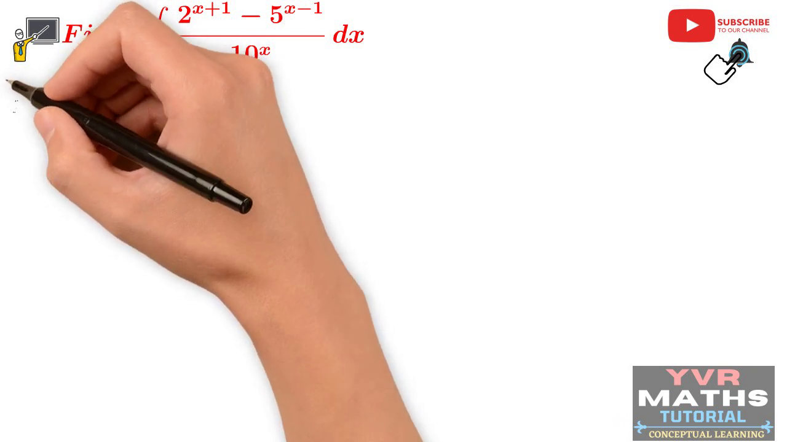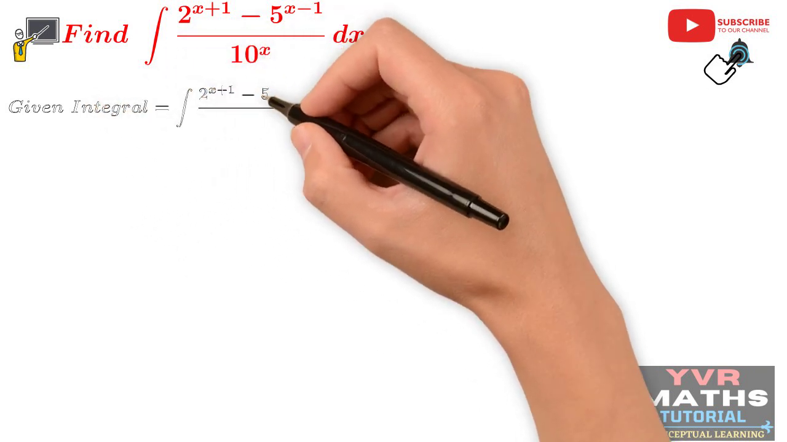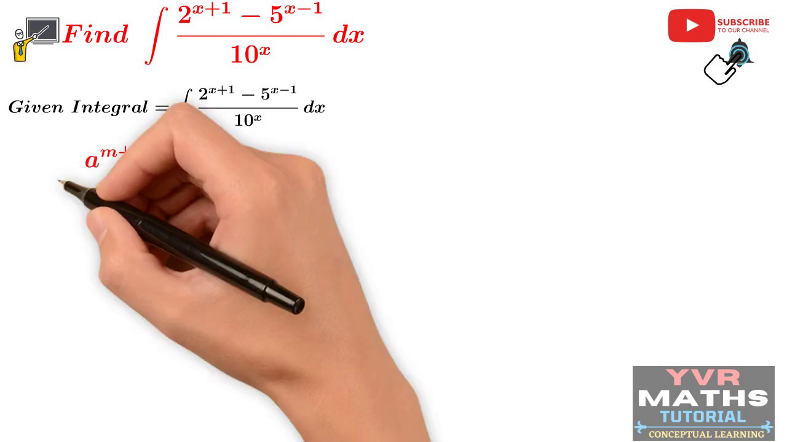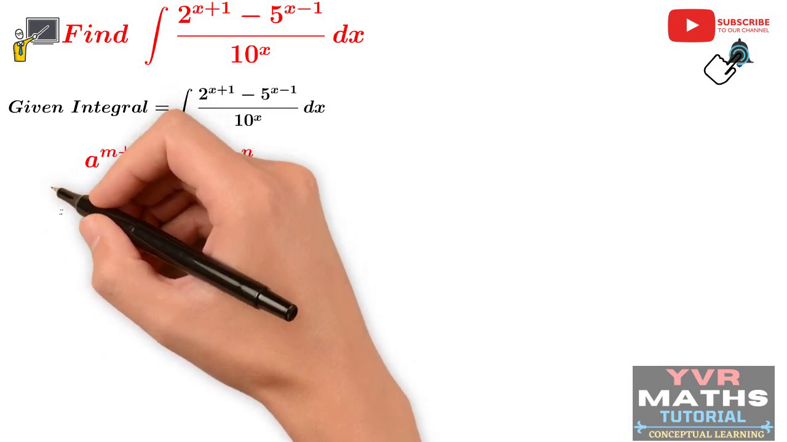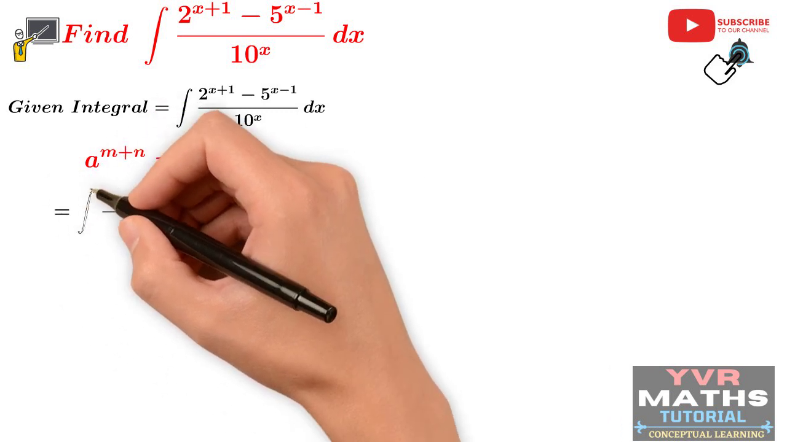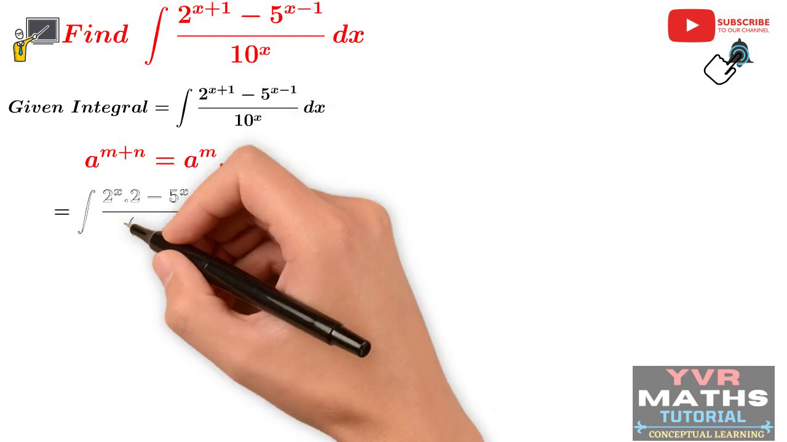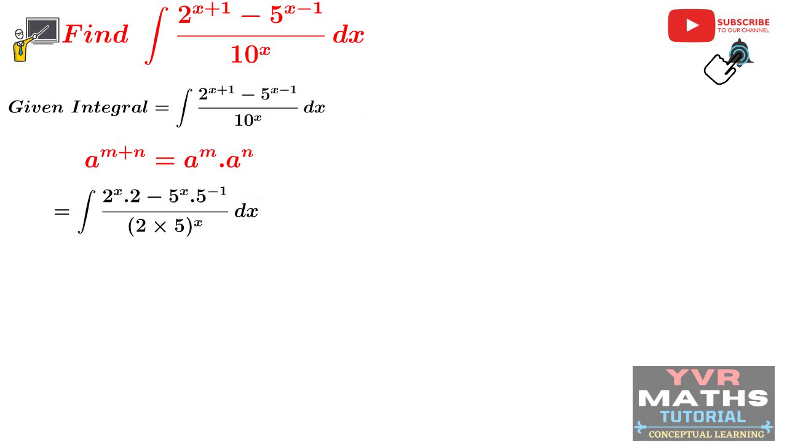Given integral is equal to the integral of (2^(x+1) − 5^(x−1)) / 10^x dx. If we observe the numerator two terms, each term is in the form of a^(m+n). So a^(m+n) can be written as a^m into a^n. So based on this identity, how we can write our numerator? See in the next step. Integral of (2^x into 2 minus 5^x into 5^(−1)) by the denominator 10, which can be written as (2 into 5) whole power x, dx.